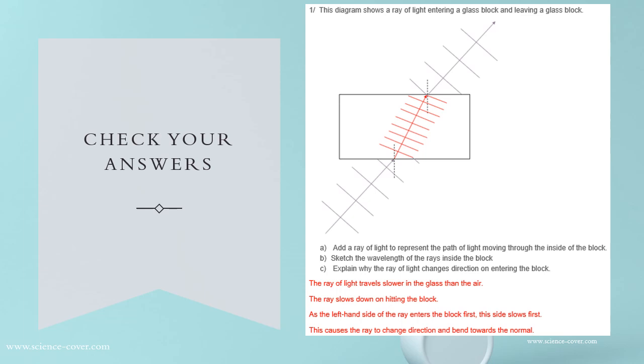And our explanation is that the ray of light travels slower within the glass than in the air. This means that the ray slows down when it hits the block. As the left-hand side of the ray enters the block first, this side slows down first. This causes a change in direction and bends the light towards the normal.